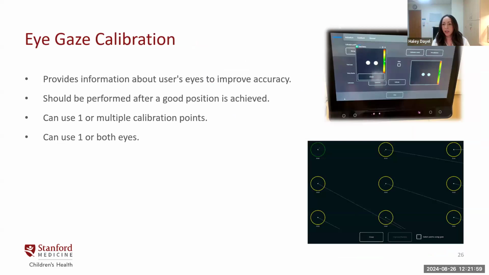When we're using eye tracking, it's helpful if we can calibrate the eye tracker to the individual's eyes. This provides information about the unique properties of that person's eyes that helps to improve accuracy. And it should be performed only after you've achieved a really good position that you can maintain. It's possible in a number of eye trackers to calibrate with as few as 1 point of calibration, but often it's more reliable if you can achieve more points of calibration. Sometimes if somebody can't attend to a large number of calibration points, we'll reduce the number. And you can consider whether you'd want to calibrate to one or both eyes.